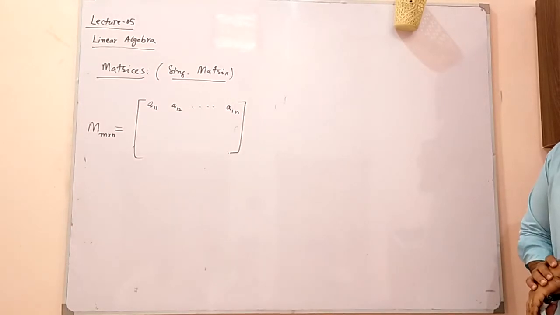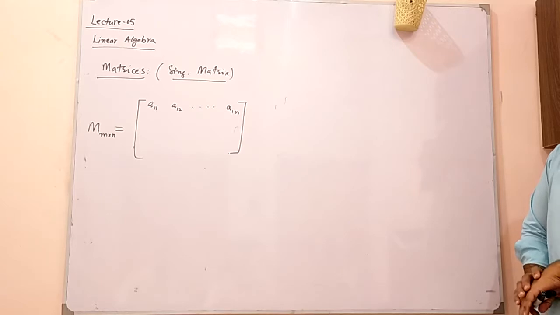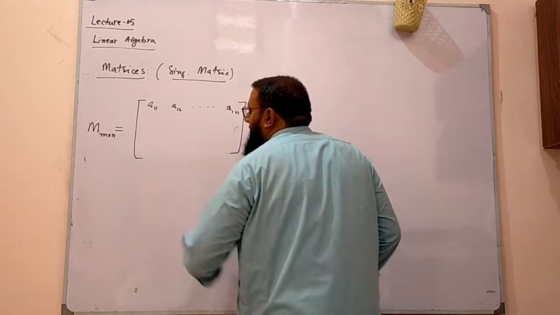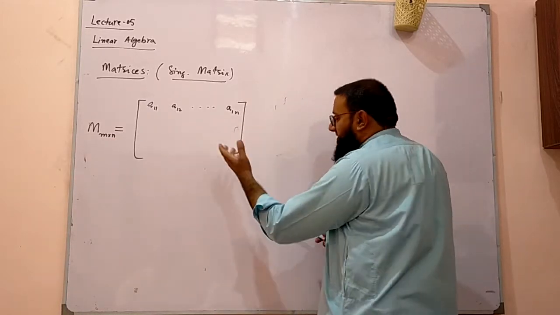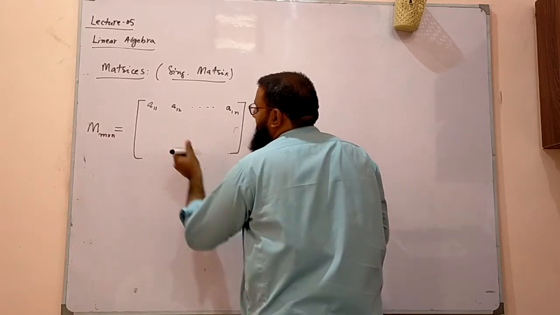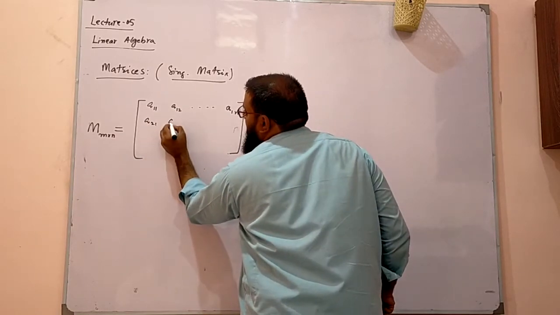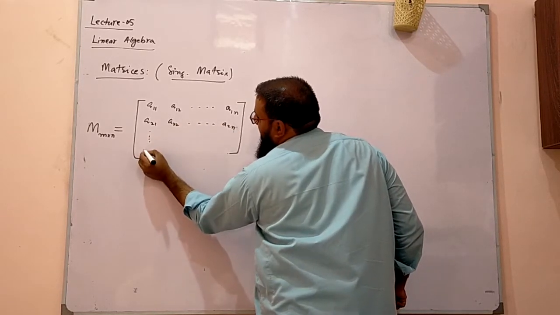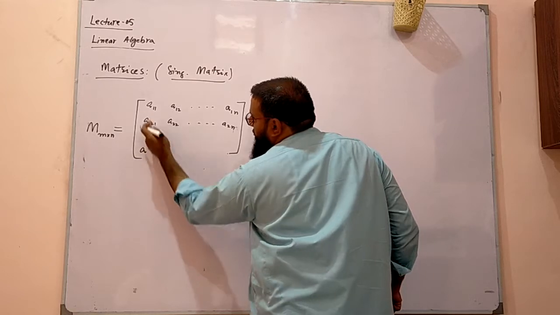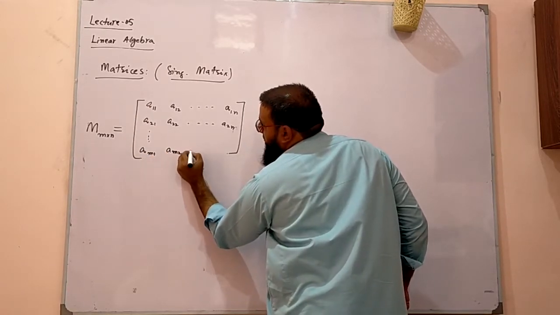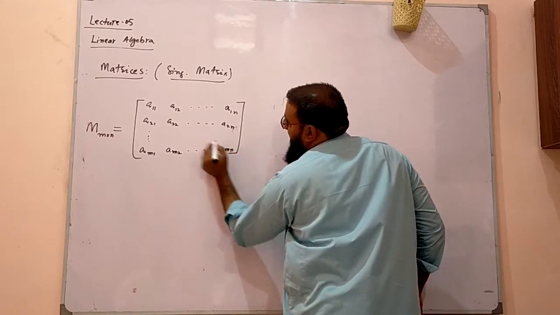Okay, so let us start with matrices. What do we call a matrix? We have a matrix with, let's say, m rows and n columns, and the entries of the matrix are going to be: a11, a12 up to a1n, and a21, a22 up to a2n, and so on. So these are going to be rows. So am1, am2 up to amn.